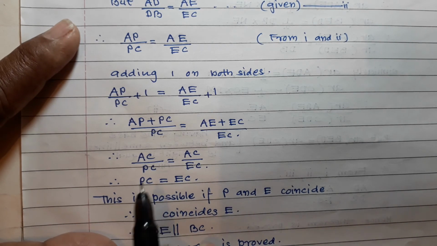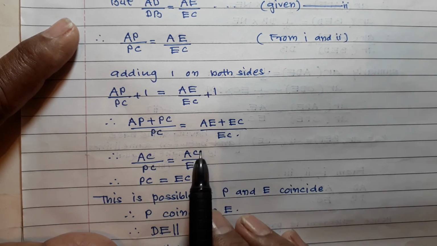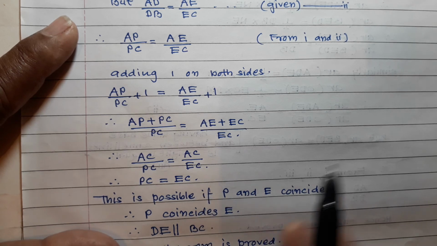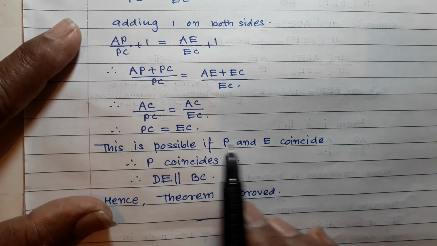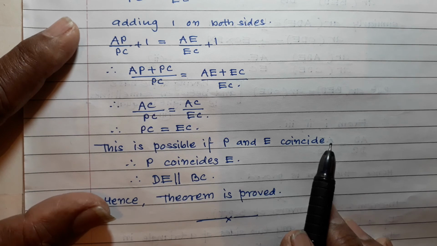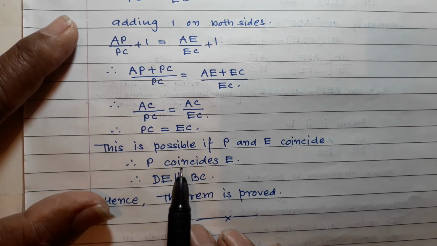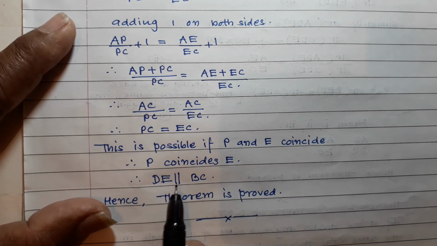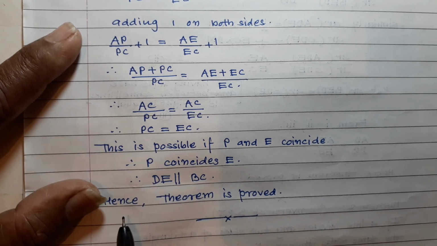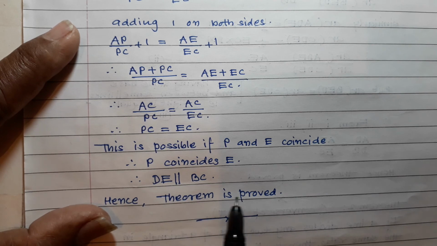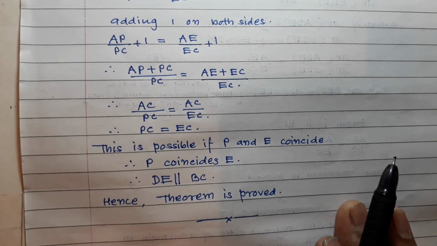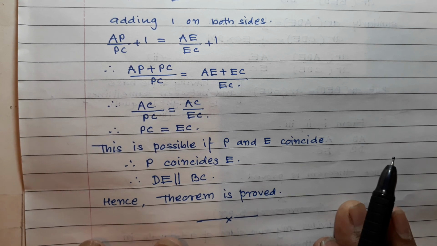Okay. And therefore now here the numerator is the same, and therefore denominator PC is equal to EC. This is possible only if P and E coincide. Okay. And therefore P coincides with E, and therefore DE is parallel to BC, and hence the theorem is proved. Okay. So now these two theorems are very important.